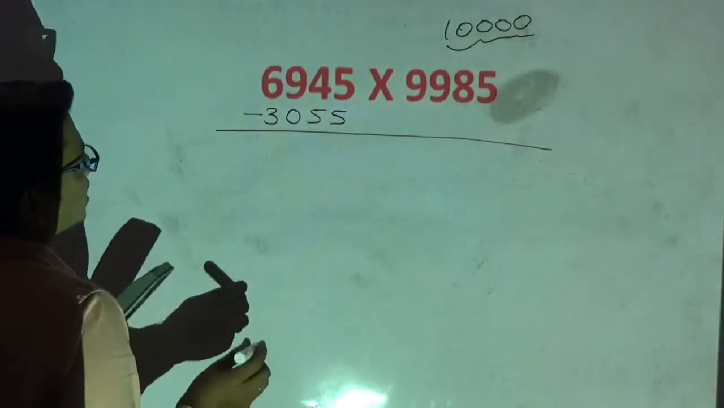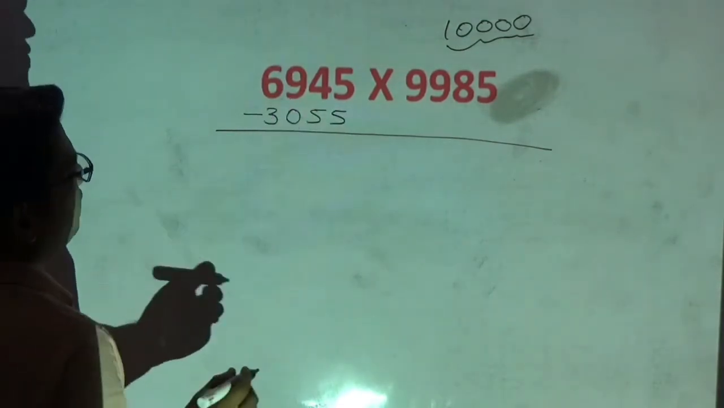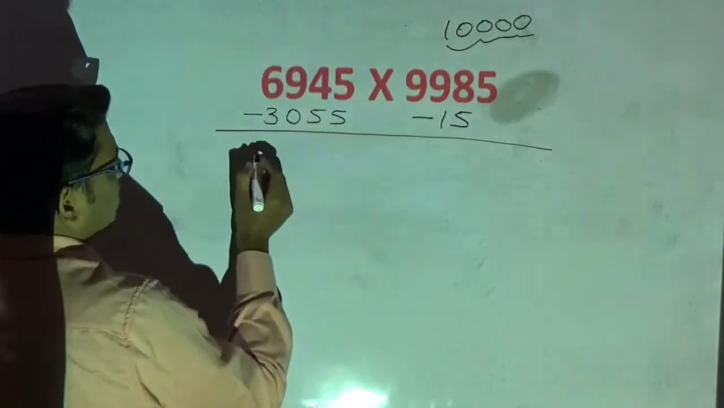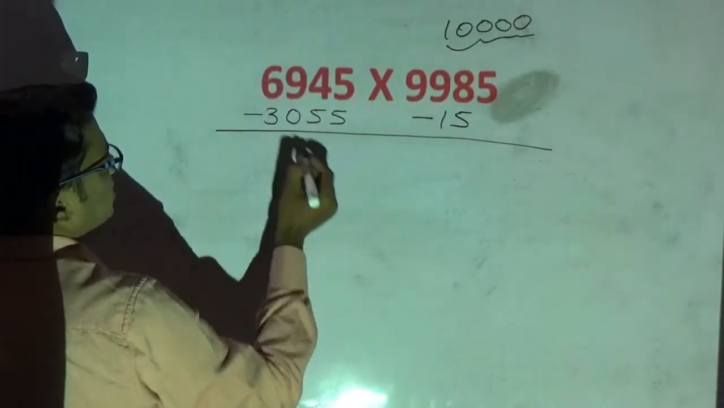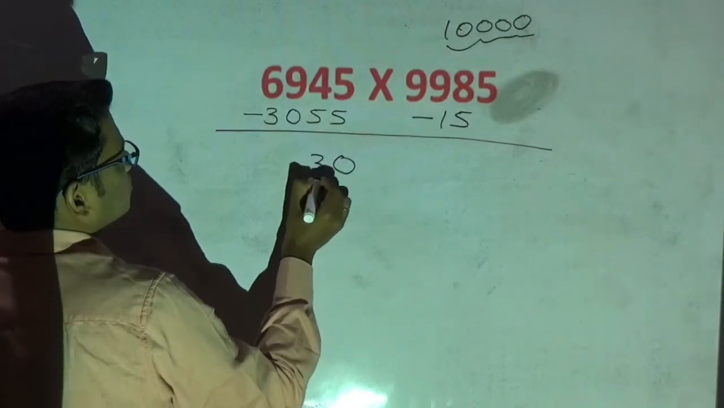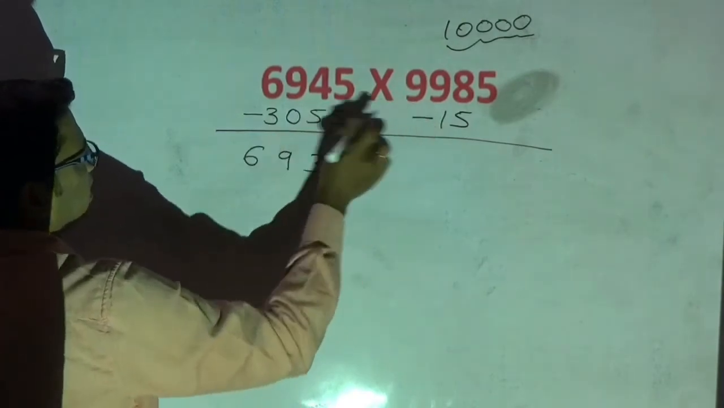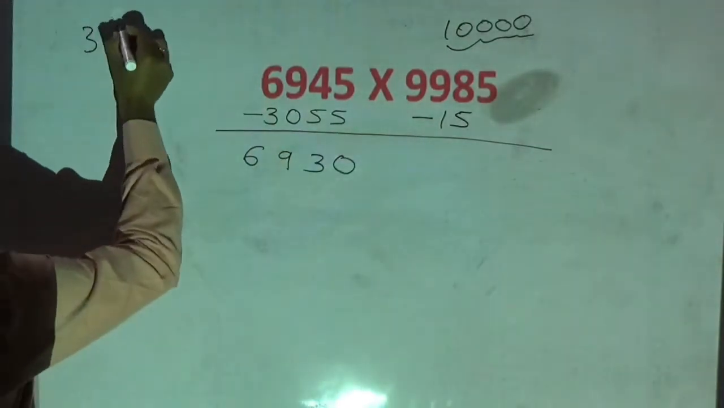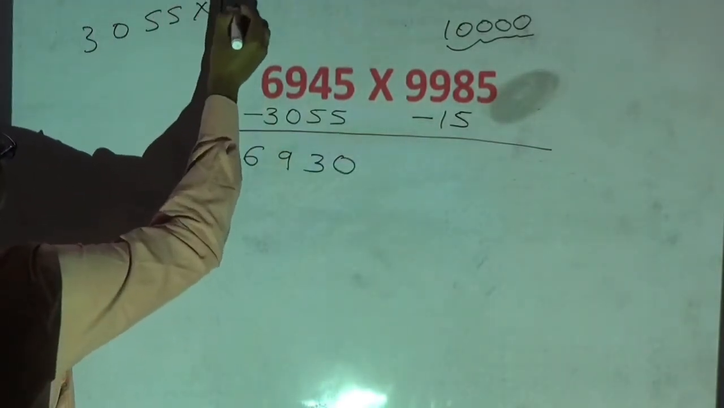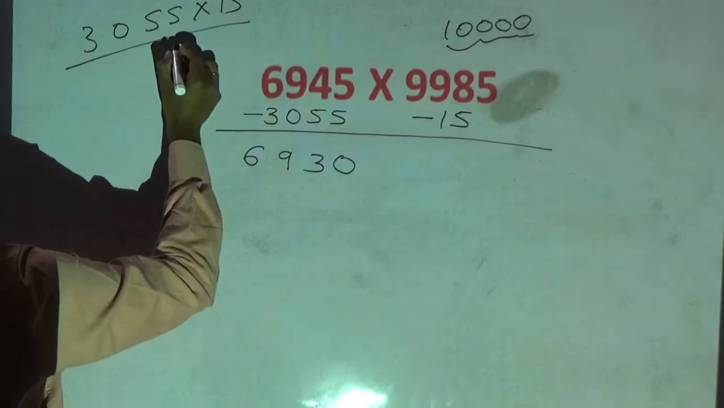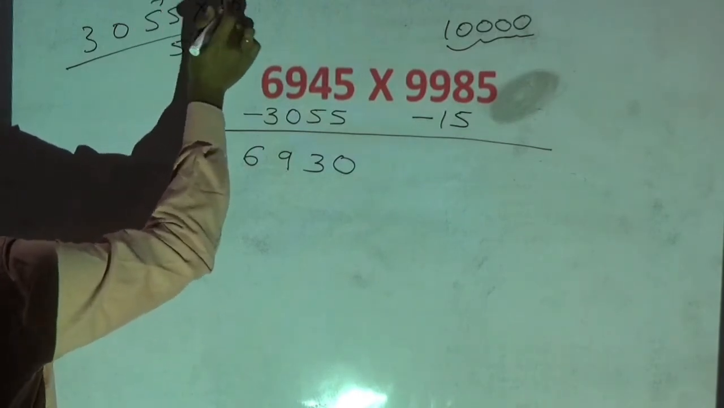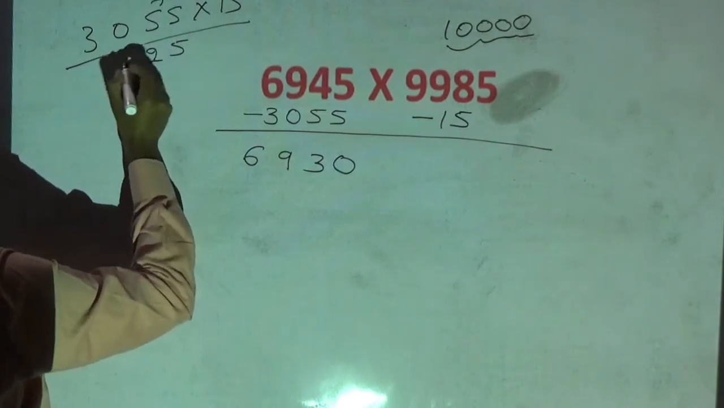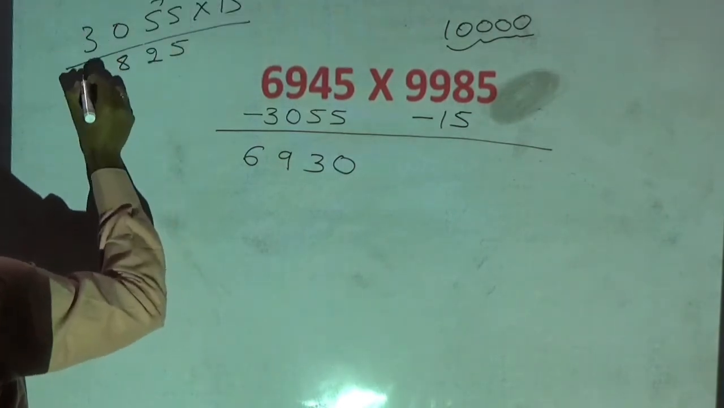This is below your 10,000 by 3055. This is below by 15. Okay, go for cross subtraction. Here this will be easy. Okay, then I need to multiply these two. I need to multiply 3055 and 15. 15 5s are 75. 7. 15 5s are 75 plus 7 is 82. This is 8. 5 3s are 15, 4 5.